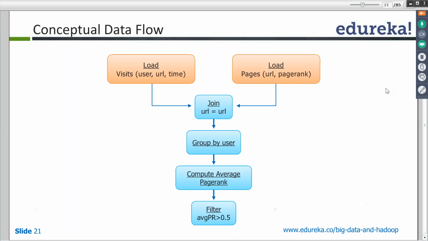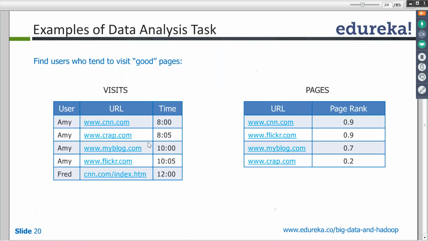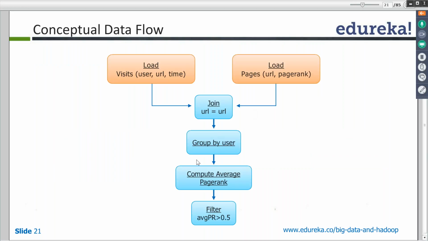Right, so I'm joining the two tables based on the URL, and I'm grouping by users. So how it will look like: Amy will be visiting CNN, crab.com, myblog, Flickr, and every page would be grouped with its page rank. From the page rank, I'll calculate the average page rank and I'll filter those users which have average page rank more than 0.5. So this is just a logic, just a pseudocode.